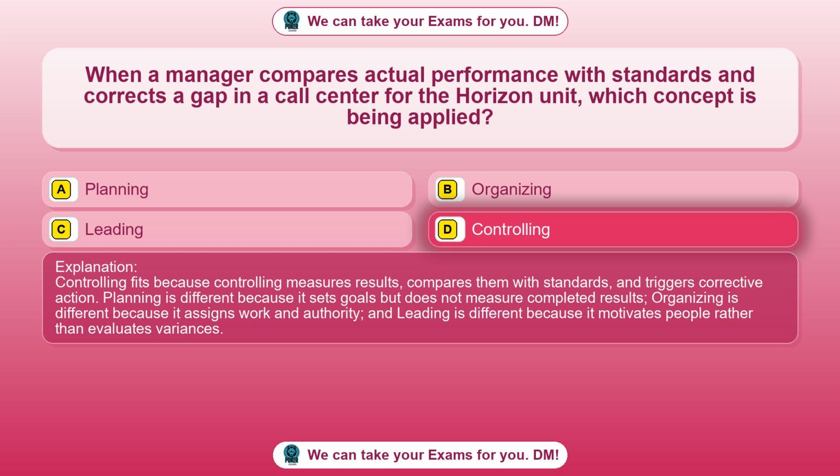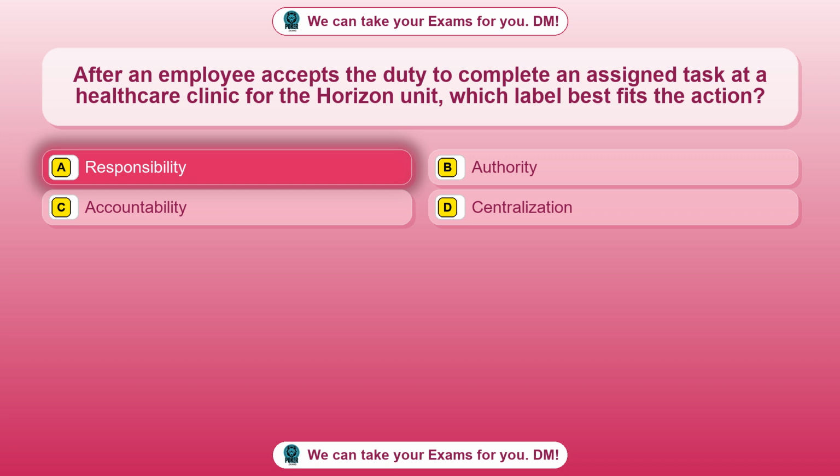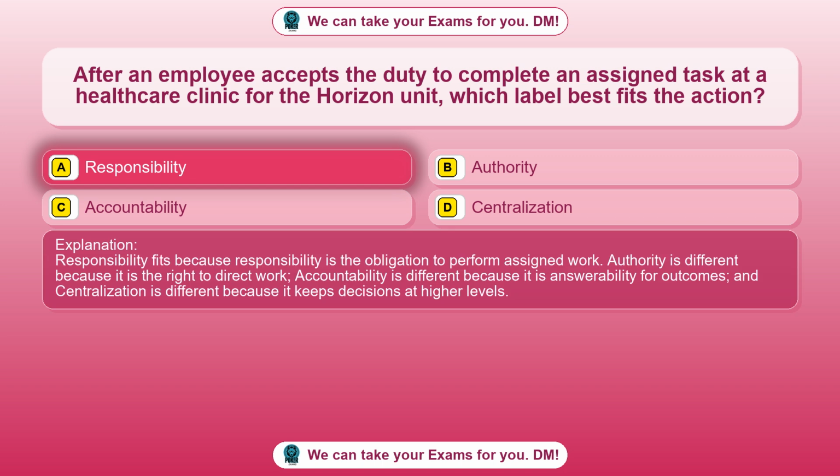variances. Question 77. After an employee accepts the duty to complete an assigned task at a healthcare clinic for the Horizon unit, which label best fits the action? Option A, responsibility. Option B, authority. Option C, accountability. Option D, centralization. The correct answer is option A, responsibility. Responsibility fits because responsibility is the obligation to perform assigned work. Authority is different because it is the right to direct work. Accountability is different because it is answerability for outcomes, and centralization is different because it keeps decisions at higher levels.